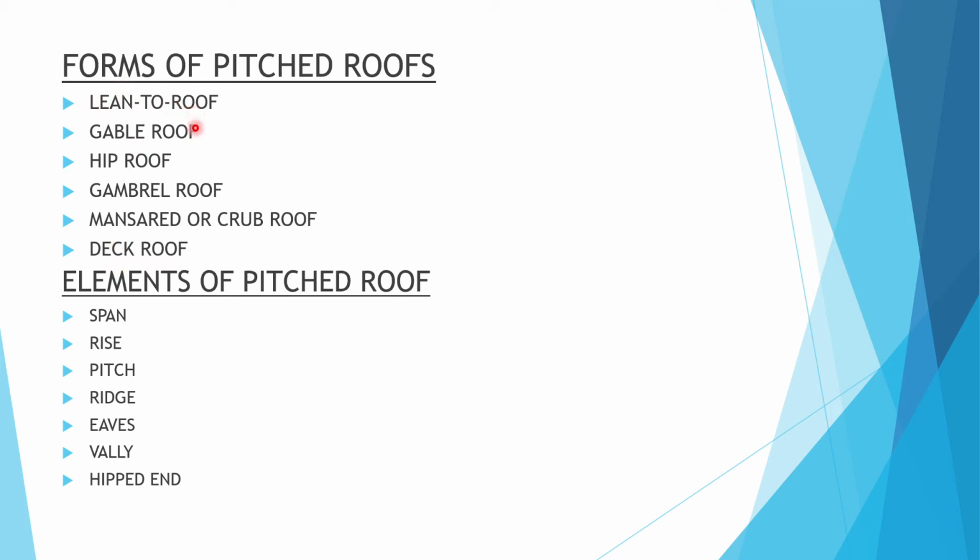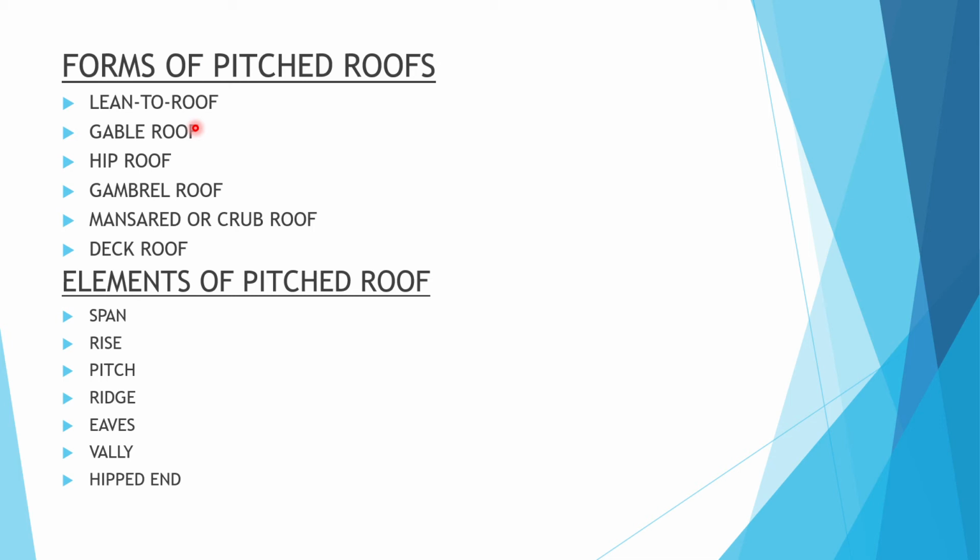First one, lean-to roofs. This is the simplest type of sloping roof provided either for a room of small span or for the veranda. It has sloping on only one side.